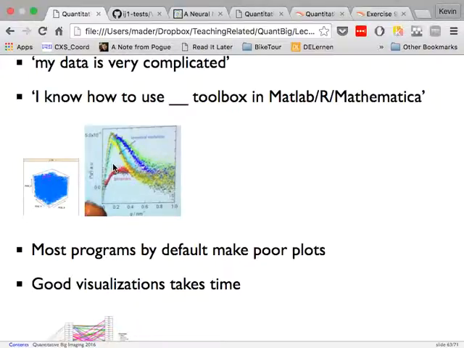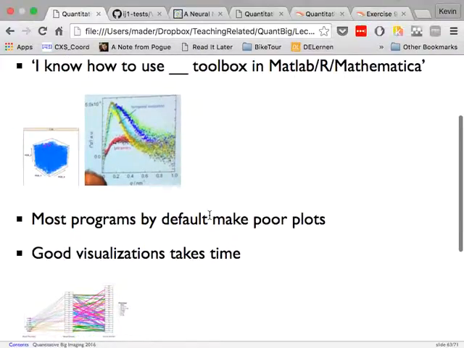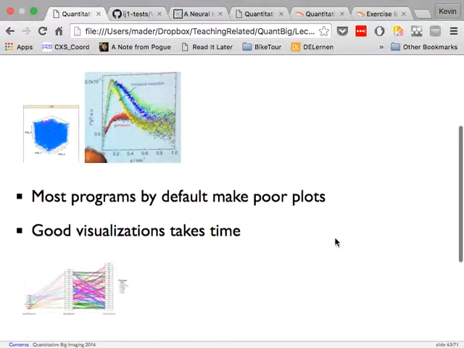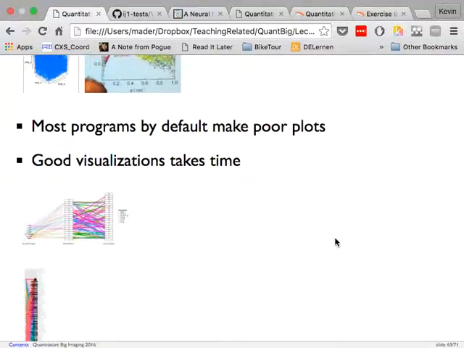Here you get the same result, where you have some structure potentially here, but then you just have abstract art at the end that can't really be interpreted in any meaningful way to understand what's going on. Most programs by default make very poor plots. If you use the default settings in any tool, the plot won't really be optimized for what you're trying to do. And good visualizations take time.